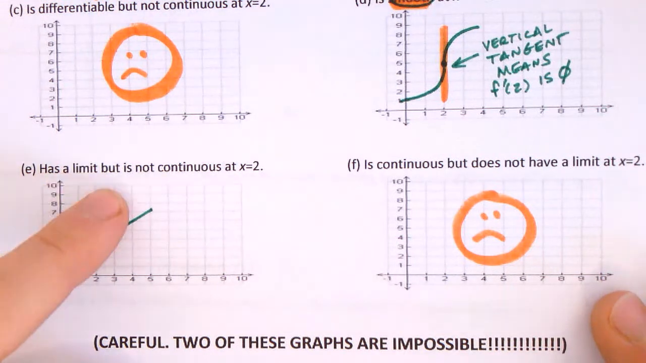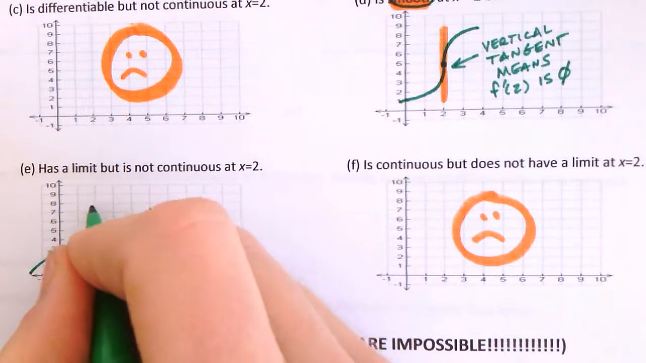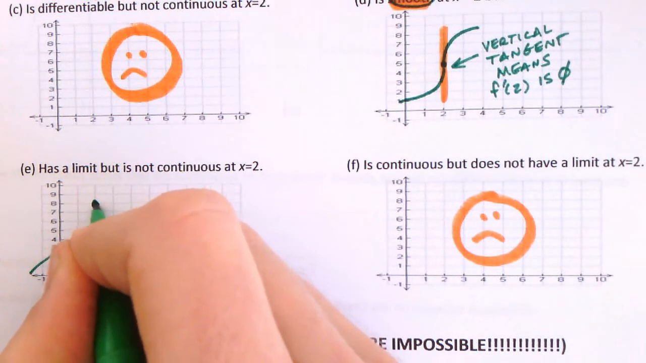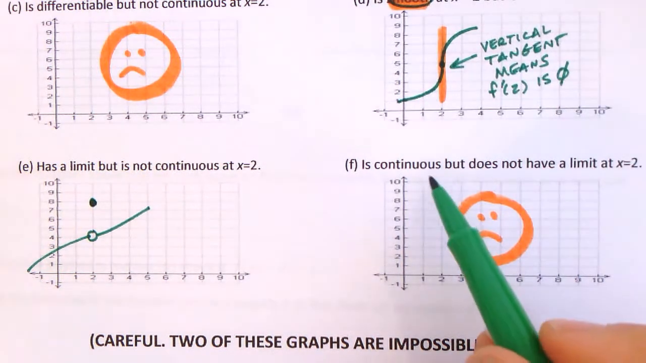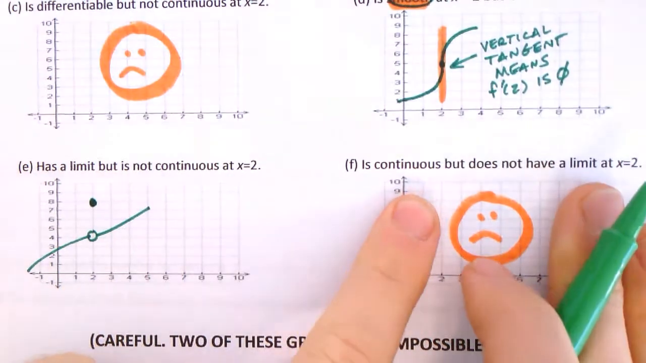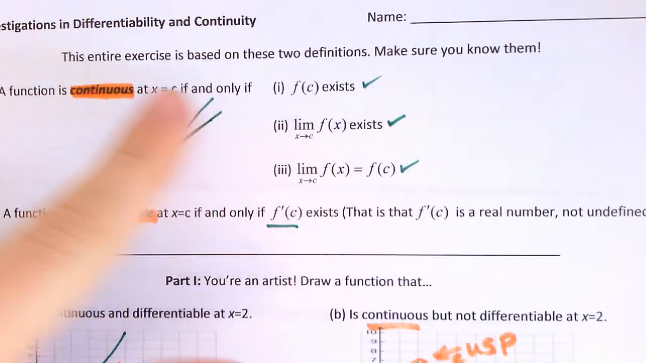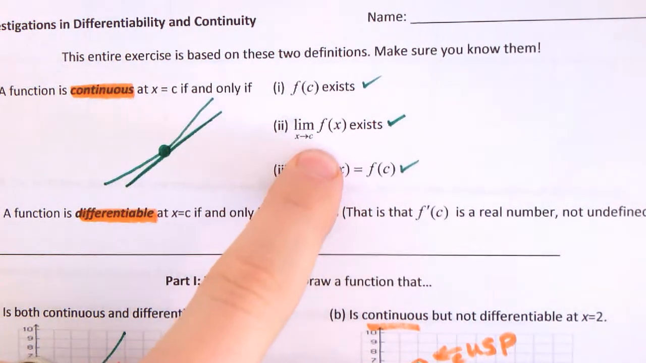Moving along, for E, it has a limit, but it's not continuous. It could look like this. There could be a hole. There could also be a hole with a point somewhere else, but not actually on the curve. And then finally, F is continuous but does not have a limit. That's impossible, and you know that from looking at the definition, because the definition of continuity says there must be a limit.